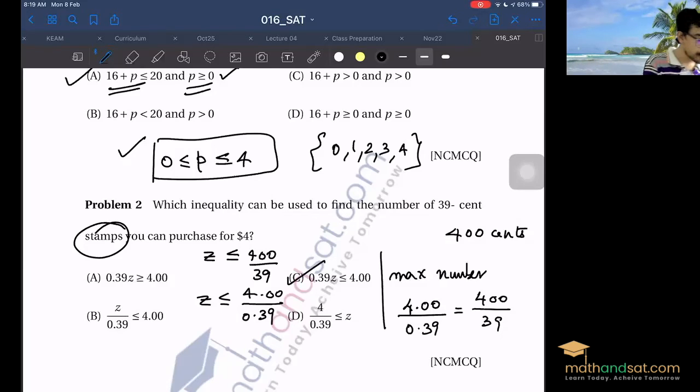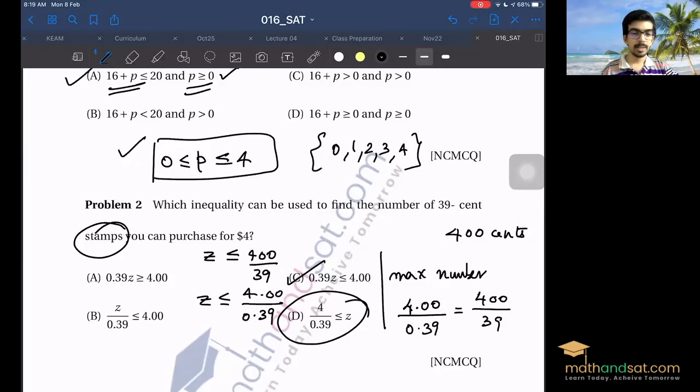Okay, do not get confused with this. This says Z value is greater than or equal to 4 divided by 0.39. That is not the answer. The maximum number of stamps is 4 divided by 0.39. That is the maximum number. So the number of stamps you can purchase is going to be less than or equal to the maximum number. So that is what you have done here. Hope this is clear. The maximum number.